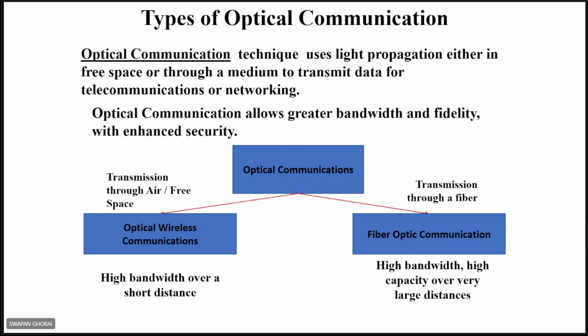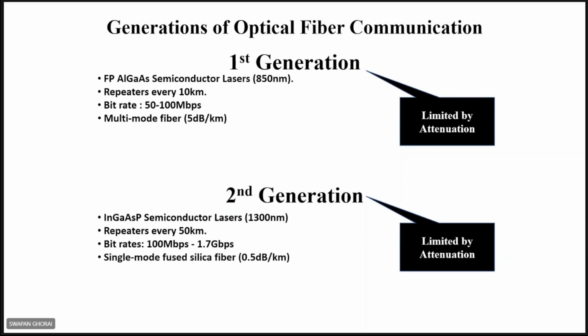But optical fiber communications can beat others over very long distances, with very low loss. Repeater spacing is quite large, and it also has very high bandwidth. It supports up to terabit per second, right? So this is the optical communication system, and I told you different generations are there.